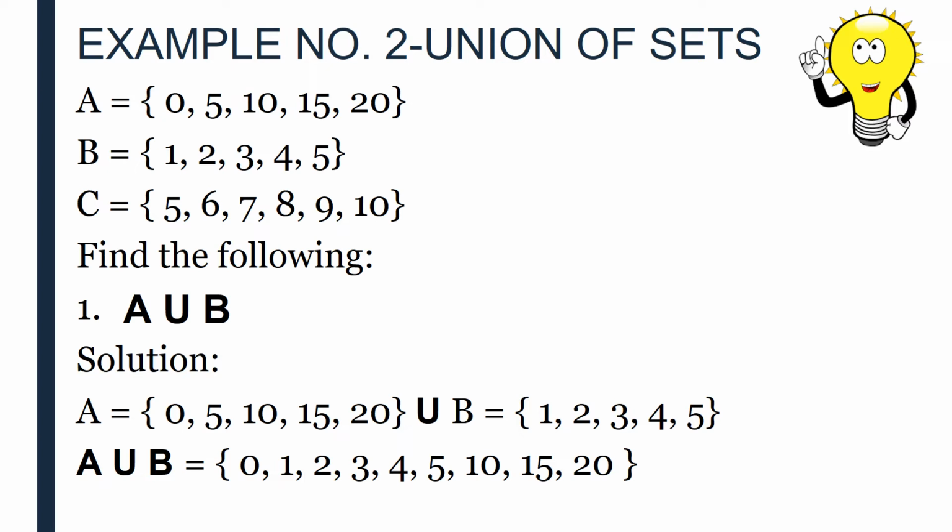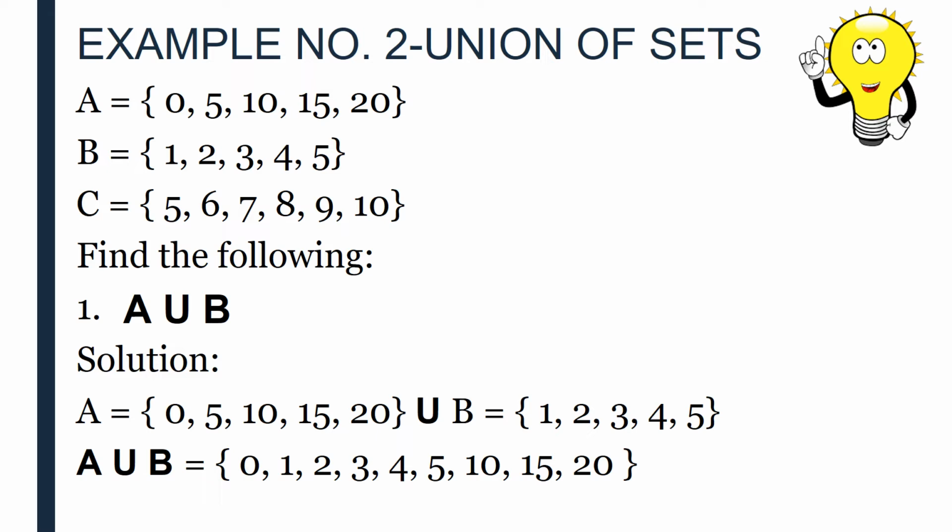For example, number 2, our set A, 0, 5, 10, 15, 20. Set B, 1, 2, 3, 4, and 5. Set C, 5, 6, 7, 8, 9, and 10. So for number 1, we're going to find the union of set A and set B. So same process lang po yung gagawin. Pagsasamahin lang natin yung elements ng set A at elements ng set B. So yung magiging sagot ay 0, 1, 2, 3, 4, 5, 10, 15, 20.